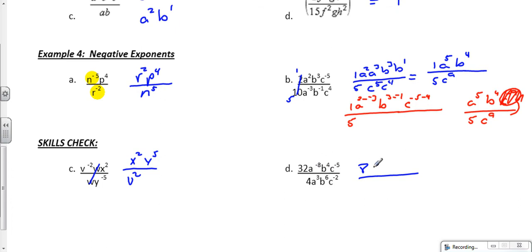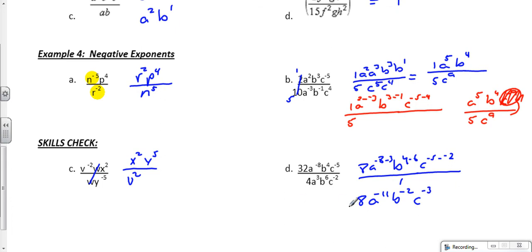Now negative 8 minus 3 will look like that. b to the fourth minus 6th is that one. And c to the negative 5 minus a negative 2. Alright, that's all over 1. Now let's clean some things up. We have 8. Now negative 8 minus 3 is negative 11. B to the 4 minus 6 is negative 2. And C to the negative 5 minus the negative 2 is plus 2, so negative 3.